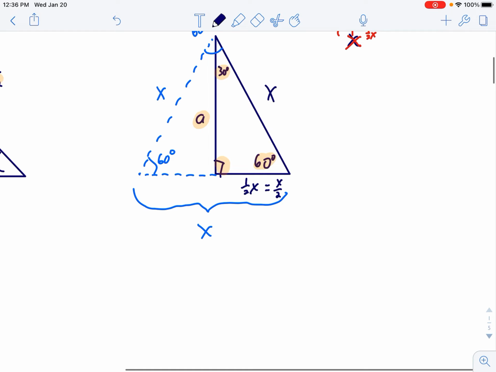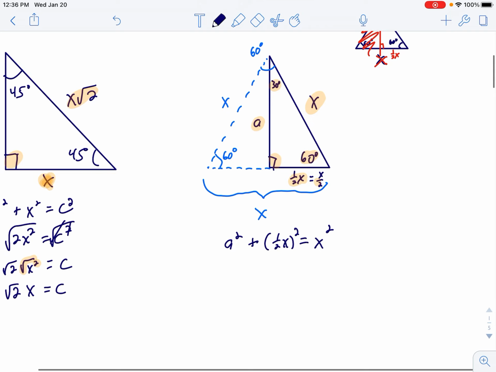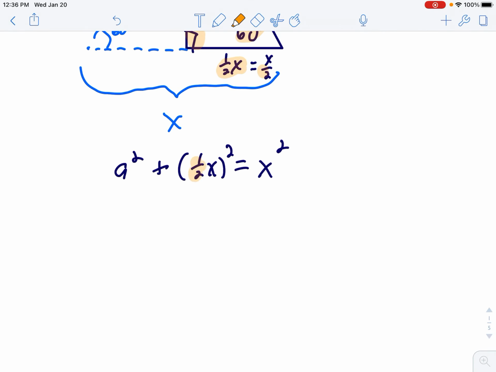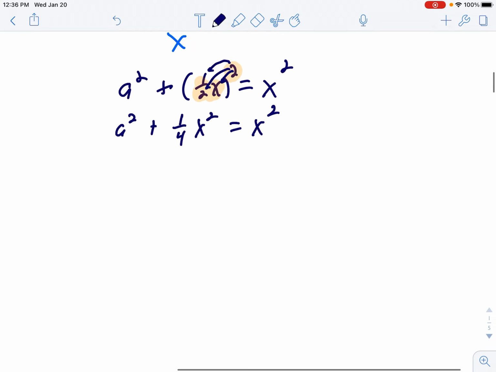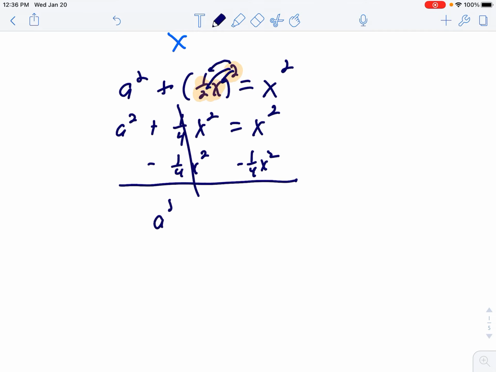So if I do the Pythagorean theorem, I'm going to have a squared plus the other leg, which would be 1/2 x squared, equals the hypotenuse squared, x squared. Now we want to solve this for a. Well, first, 1/2 x, the quantity squared, would become, okay, 1 squared is still 1, 2 squared is, of course, 4, and then x squared would be x squared equals x squared. To solve for a, now I have to subtract 1/4 x squared on both sides. And that cancels out. I get a squared equals.